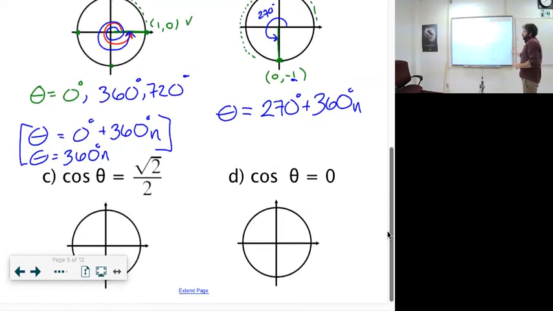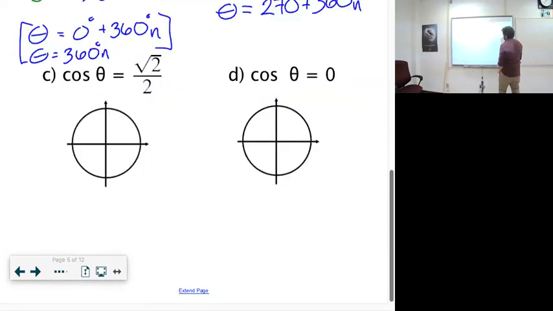For the next two examples, I'm going to hit part D first, because part C is a little more complicated. Cosine of theta equals 0. Again, remember that the x-coordinate is equal to the cosine of theta. So I want to move around the circle and identify all angles where the x-coordinate is 0. I'm going to go from standard position and rotate counterclockwise. So I have a coordinate right here at 0, 1. That's one angle. I'm going to continue to go around the circle.